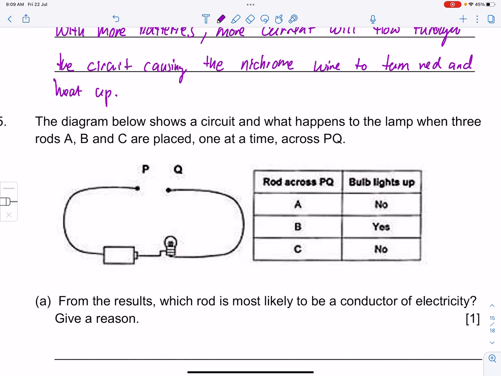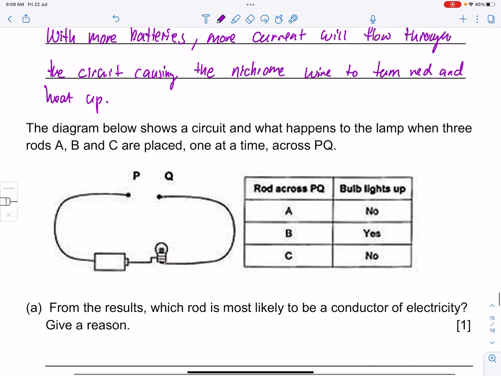Next, the diagram below shows a circuit and what happens to a lamp when three rods A, B, C are placed one at a time across P, Q. So your P and Q is here. What it means is that they will take different types of rod, rod A, rod B, rod C, and put it here. And then after that, they tell you whether or not the light bulb will light up.